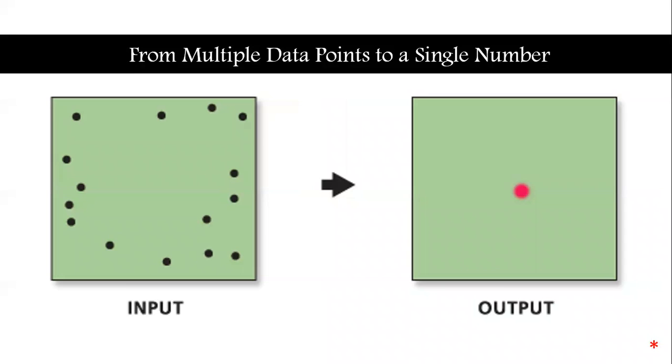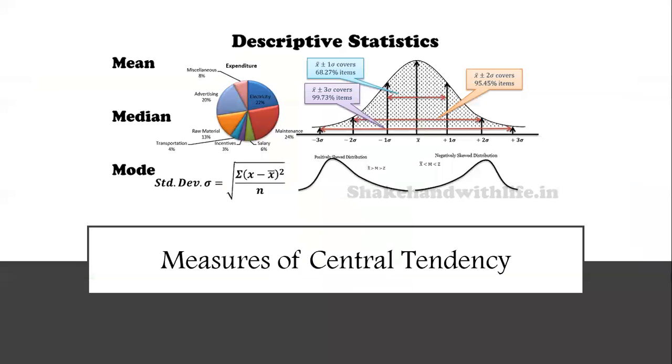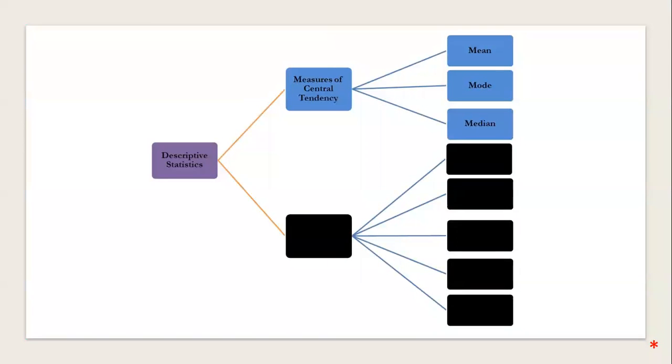Both measures of central tendency and variability help us to summarize our data. Although multiple data points are entered into a data set, measures of central tendency and variability are intended to produce a single number that describes the shape of our data. Now let's get into the topic of measures of central tendency in greater depth. Again, in this video, we will be discussing measures of central tendency, which include mean, median, and mode.